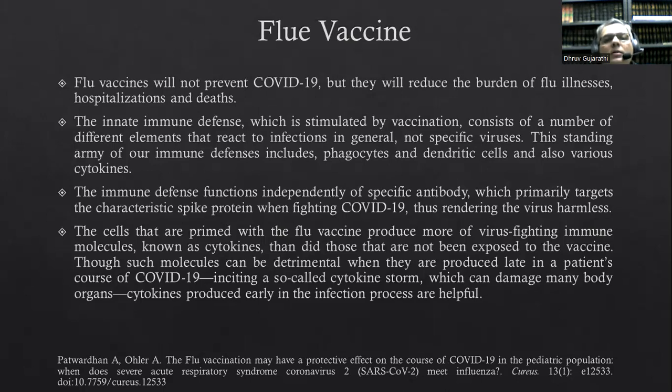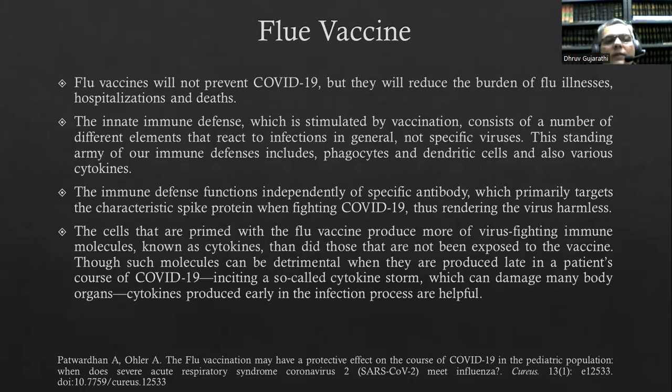Flu vaccines. Flu vaccines do not prevent COVID, but flu vaccines reduce the burden of flu illness in hospitalized children and they reduce the deaths. The innate immune defense, which is stimulated by vaccination, consists of a number of different elements that react to infection in general, not specific to a virus. The innate immune defense includes phagocytosis and dendritic cells and also various cytokines.